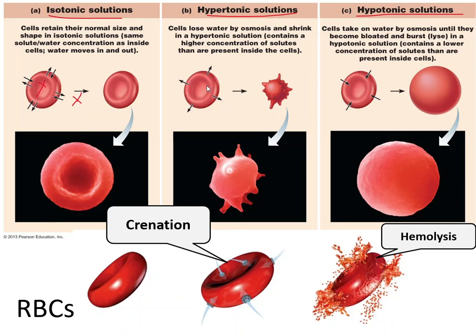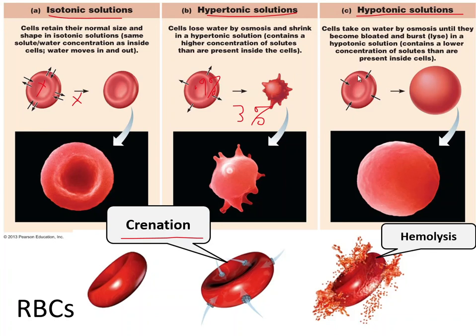Now, what if I put this red cell in something that is way more, say a 3% salt solution? Well, normally our stuff is 0.9%. Sorry guys, I know you can't see that on that red background. So what's going to happen? Well, things on the inside of the red cell cannot move. So the only thing that can happen is that water has to leave. When water leaves, it's going to shrink, and that's called crenation.